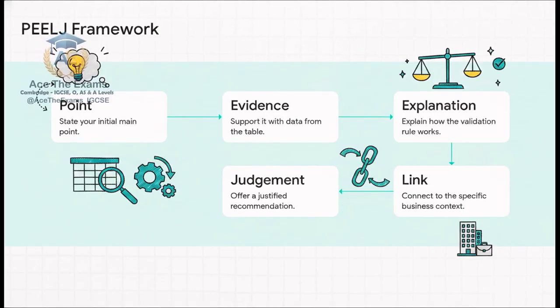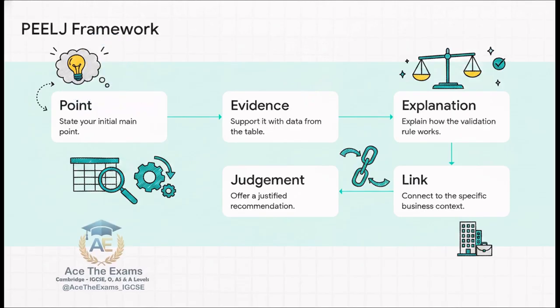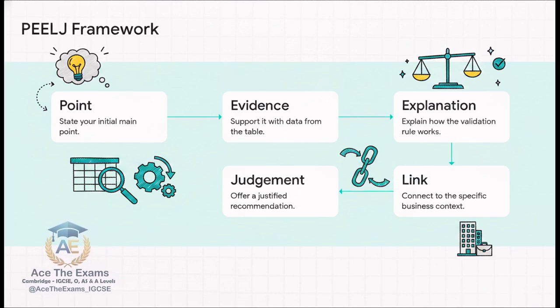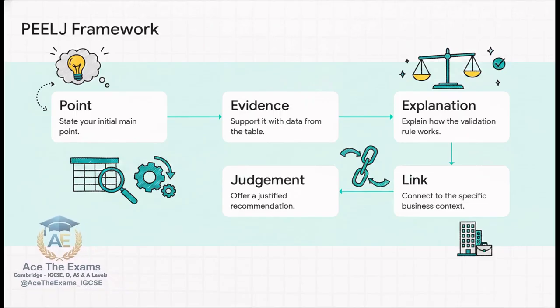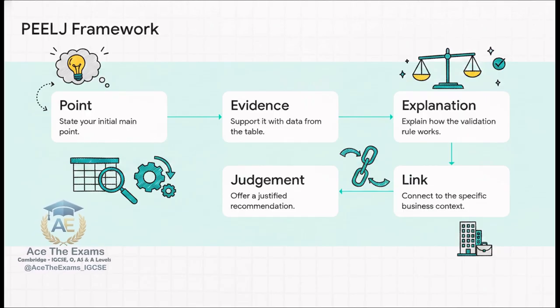And let's see how this builds into the ultimate high-mark framework, PEAL-J. Point, evidence, explanation, link, judgment. When the assessment objectives target application and analysis, you absolutely cannot just list facts. You make your point, you back it up with evidence from the provided table, you provide an explanation of how the validation rule works, you link it back to the specific business context, and you offer a judgment on its effectiveness. This framework guarantees you demonstrate the evaluative thinking and justified reasoning the Cambridge syllabus demands.